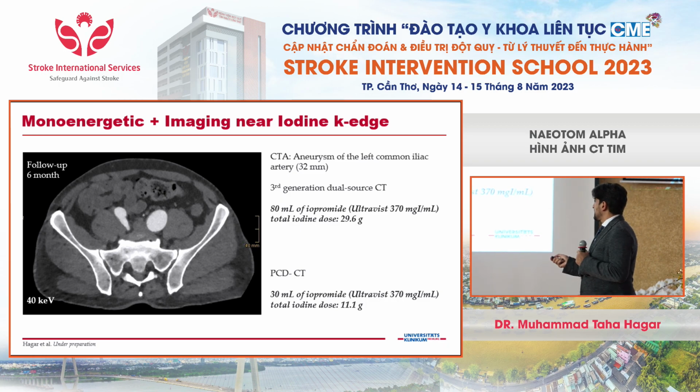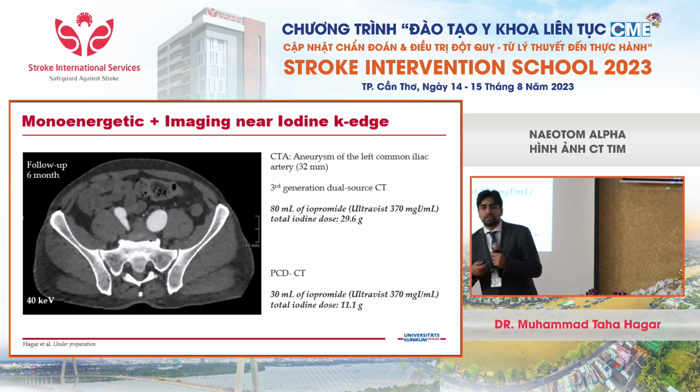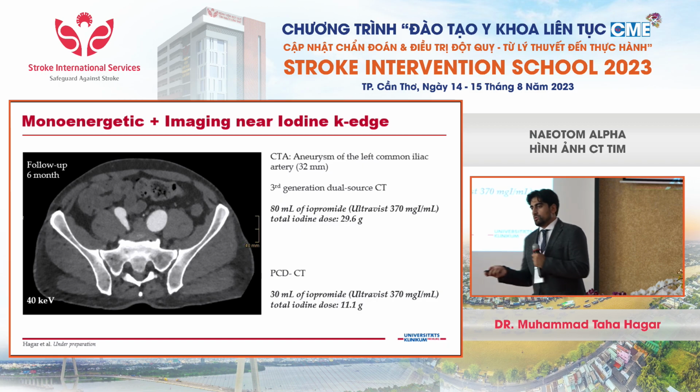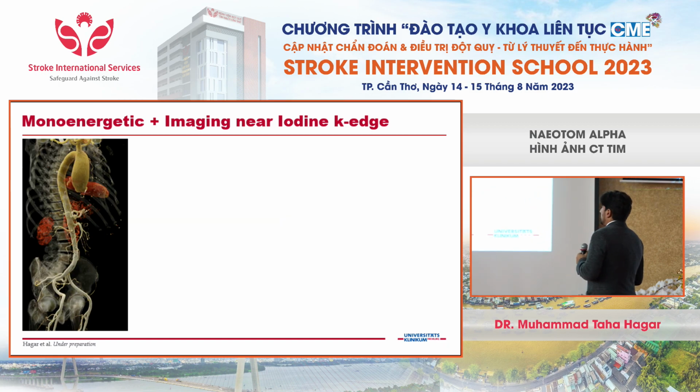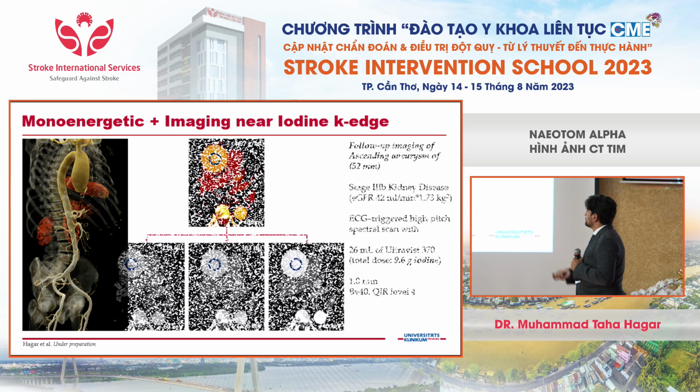But the follow-up scan was performed with the NAEOTOM alpha using only 30 milliliters of the contrast agent, whereas in the previous scan we had 80 milliliters. So this can be particularly important for patients at high risk for contrast-associated kidney disease or nephropathy. And this triggered a study which we are currently preparing to submit.